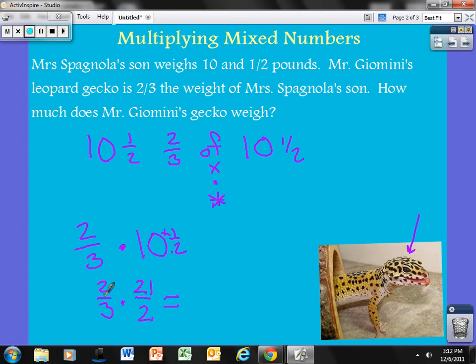I could do this way. I could say, hey, you know what? Any cross diagonal, any kind of common factors? 2 and 2 are common. 2 goes into 2 once. 2 goes into 2 once. Any factors that 3 and 21 share? They both share 3. 3 goes into 3 once. 3 goes into 21 7 times. So 1 times 7 is 7. 7 over 1, which gives me an answer of 7. So Mr. Jimmy's gecko weighs 7 pounds.